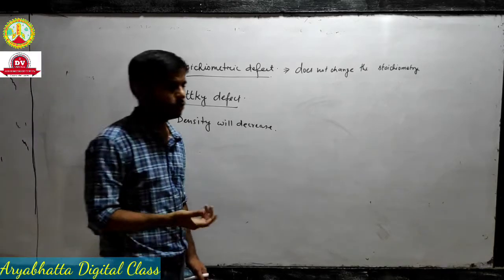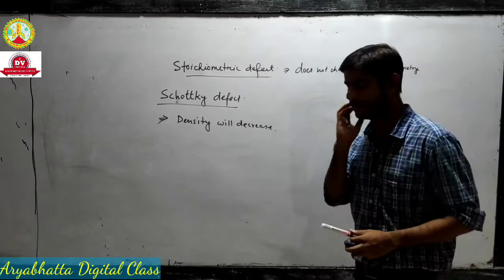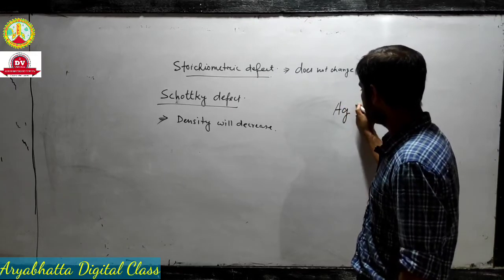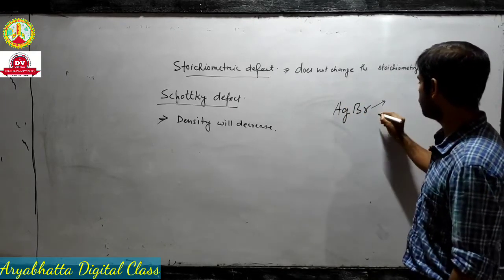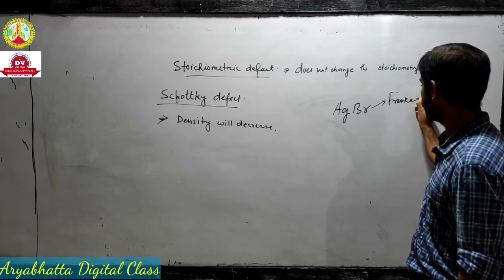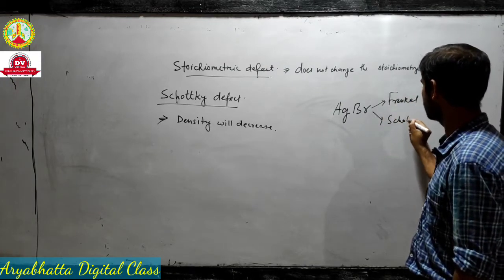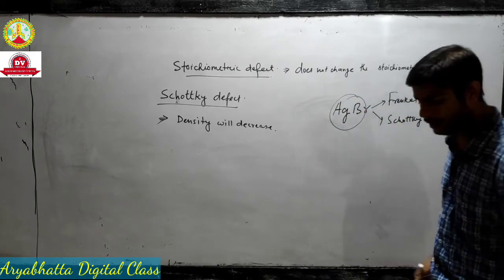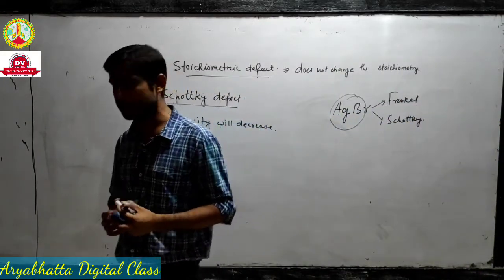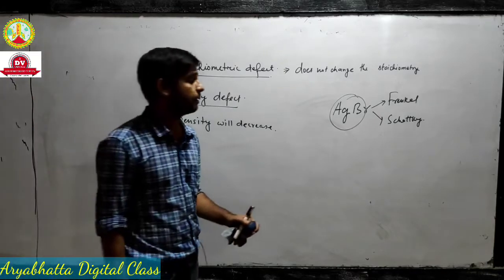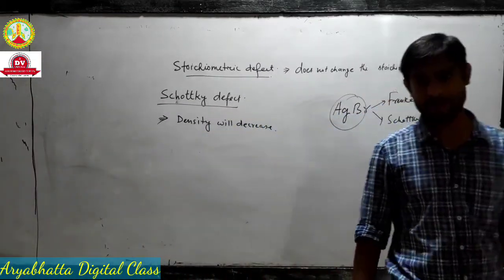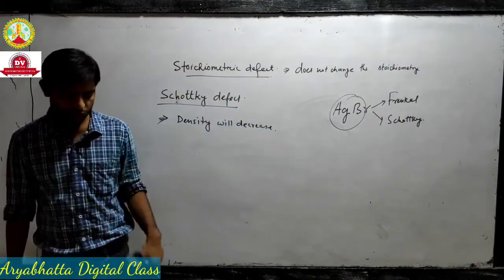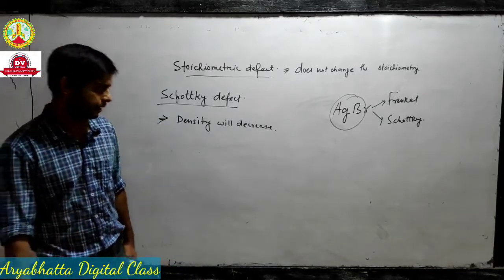Now this is shown by sodium chloride, potassium chloride, cesium chloride and so on. And there is one thing you should keep in mind: AgBr, silver bromide, can show both Frenkel as well as Schottky defect. Since silver bromide can show both the defects, it's a very important example to remember, because these type of questions are generally asked in the examination: give an example of an ionic solid which can show both Frenkel and Schottky defect.